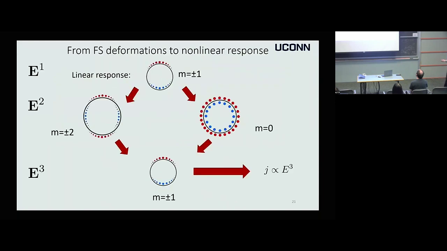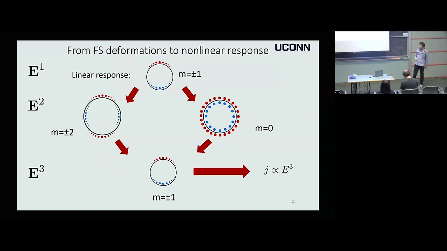So then you can continue doing this process. You go from the first order to second order, and then there are two options. You can either produce m equals plus or minus 2, plus or minus 2 harmonic, so it will be some kind of quadrupolar distortion of the Fermi surface, or you can produce a symmetric distortion of the Fermi surface. And so this is m equals 0, and this is a special case, so I'll return to it in the next slide.